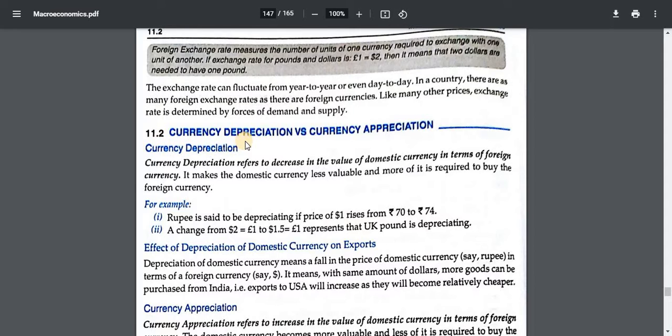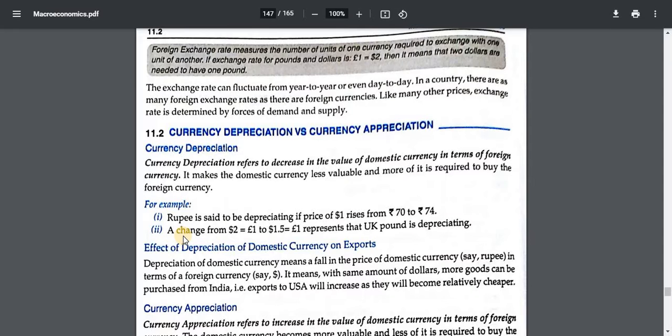2. Currency depreciation vs currency appreciation. Currency depreciation. Currency depreciation refers to decrease in the value of domestic currency in terms of foreign currency. It makes the domestic currency less valuable and more of it is required to buy foreign currency. For example, 1. Rupee is said to be depreciating if price of $1 rises from rupees 70 to rupees 74.